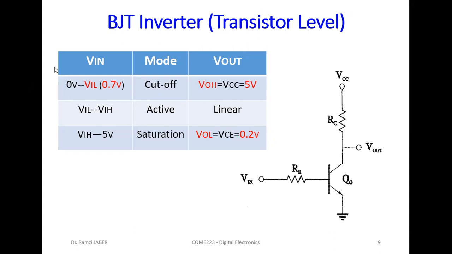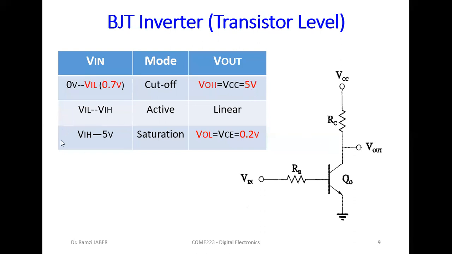Now, this is the truth table of this inverter. This is the inverter. The first circuit is one transistor and two resistors in a BJT inverter. So when the input voltage here is low, the transistor is cut off, then the transistor is off, then the output from C will be directly connected to VCC, equal to 5 volt.